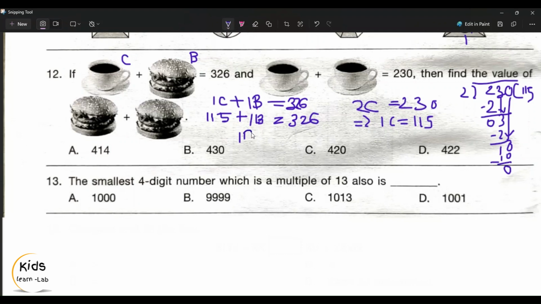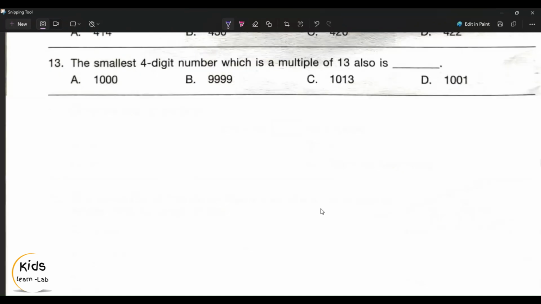1 burger is equal to 326 minus 115. This is equal to 6 minus 5 is 1, 2 minus 1 is 1, 3 minus 1 is 2. 1 burger is equal to 211. Find the value of 2 burgers. So 211 into 2 is equal to 2 ones are 2, 2 ones are 2, 2 twos are 4. So 422 is the answer. Option D is the right answer, children.